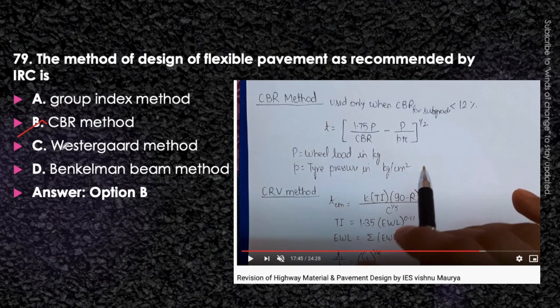the flexible pavement. These two are for the rigid pavement, and group index method only determines the quality of the material. So here in the CBR method, there is a formula of thickness which is given as 1.75 P upon CBR minus P upon P pi raised to the power 1 by 2. So this is used as an empirical formula for flexible pavement design. Okay, thickness of flexible pavement can be determined.